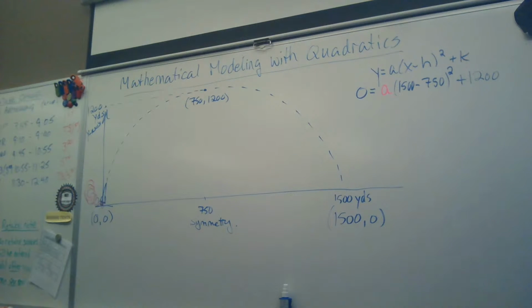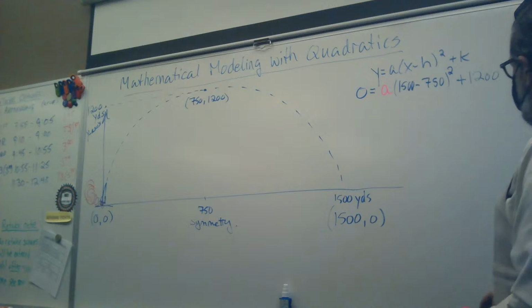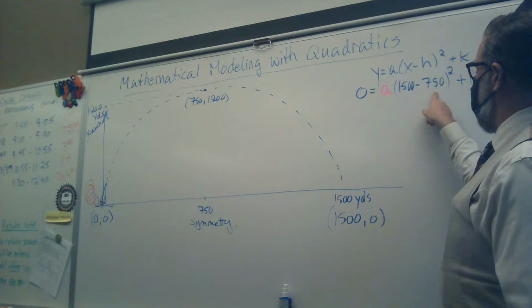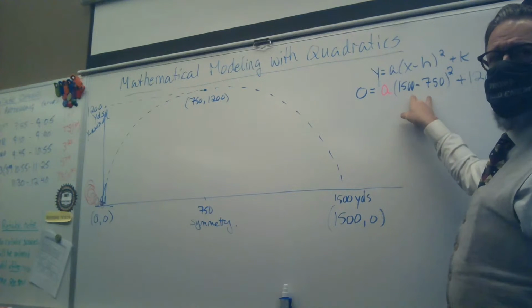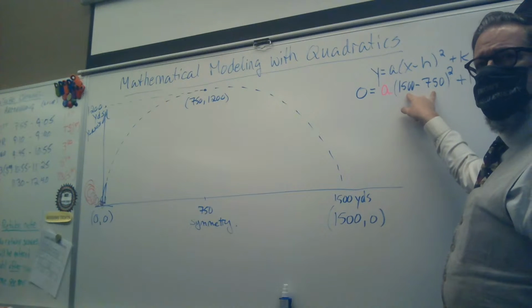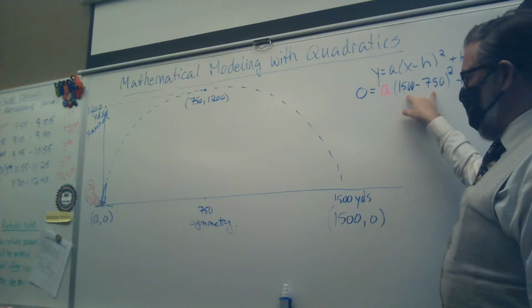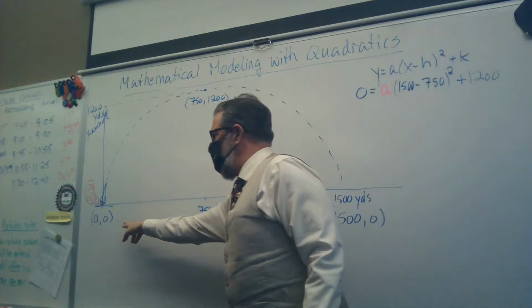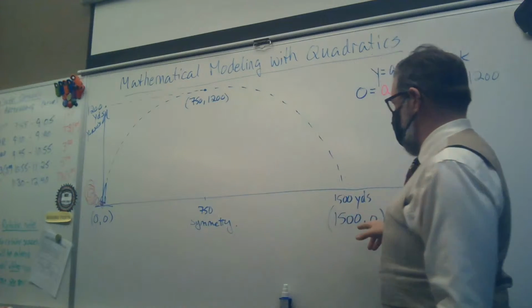And now I can solve. 1500 minus 750? 750. Agreed? Turns out it doesn't matter whether you use this point or that point. They both have y equals 0.